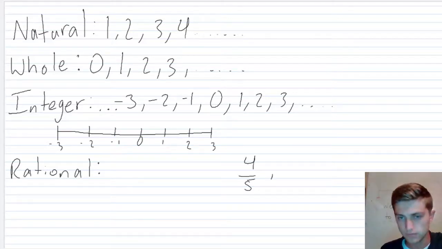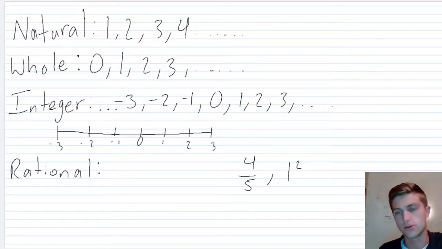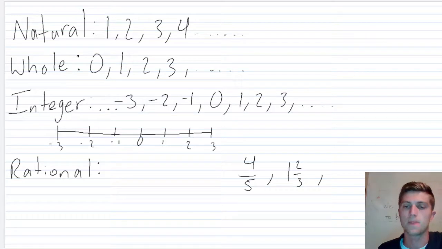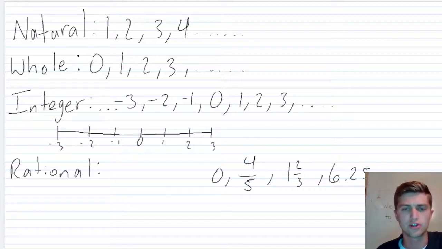We've got 1 2/3, that can be written as a fraction. We've got 6.25, that could be written as 6 1/4 if we wanted to, etc. We also have the negative versions of all these. 0 is still included. All the integers are included as well because they can be written as 2 over 1, for example, which is a fraction. That's a type of ratio.